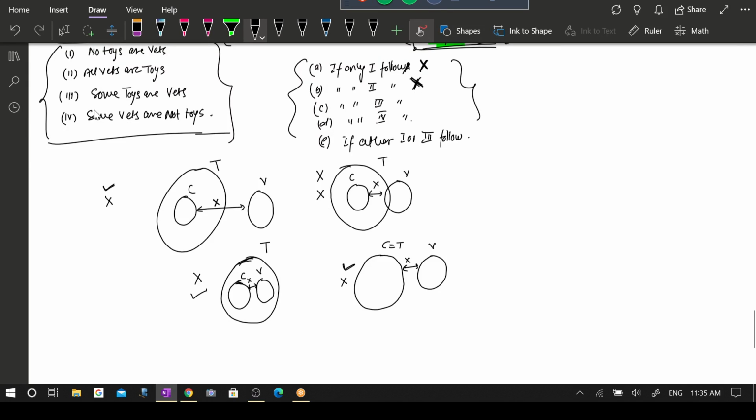Only 3 works? Some toys are vets. Some toys are vets, over here it is working, and over here it is not working.